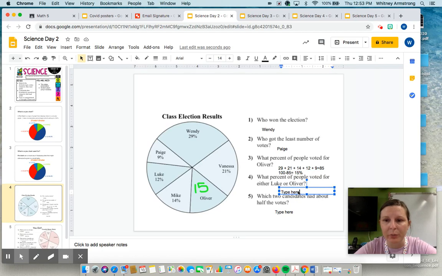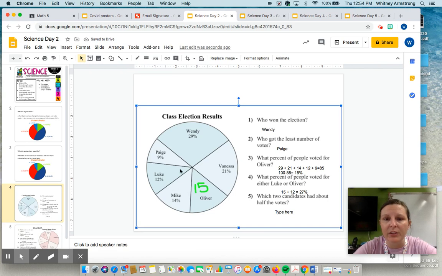Okay, so let's look at question number 4. Question number 4 says, what percent of people voted for either Luke or Oliver? So what I'm going to do, I find Oliver here. I just found out that he had 15% of the vote, so I'm actually going to use that number again. Okay, so 15 for Oliver. Luke got 12%, so plus 12%. And when I add those together, I get 27%. So 27% of the student population voted for either Luke or Oliver.